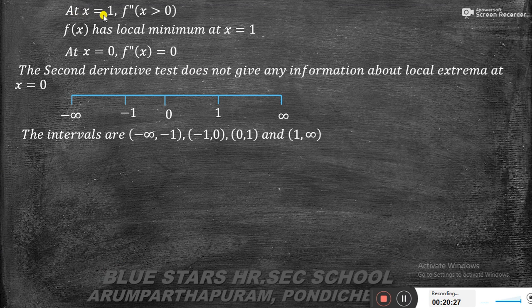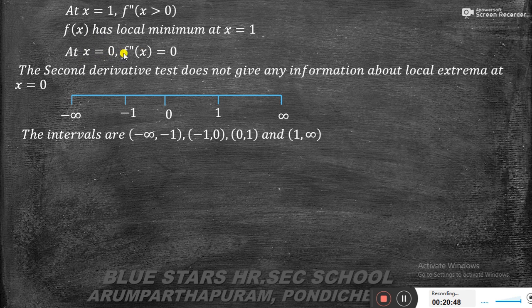Next, x equal to 1. I substitute x equal to 1 in the f double dash. F double dash of 1 is a positive answer, so f double dash of x is greater than 0. Greater than 0 means f of x has a local minimum at x equal to 1. Next, x equal to 0.